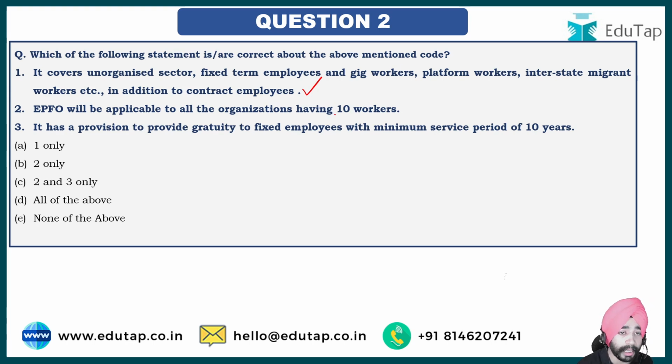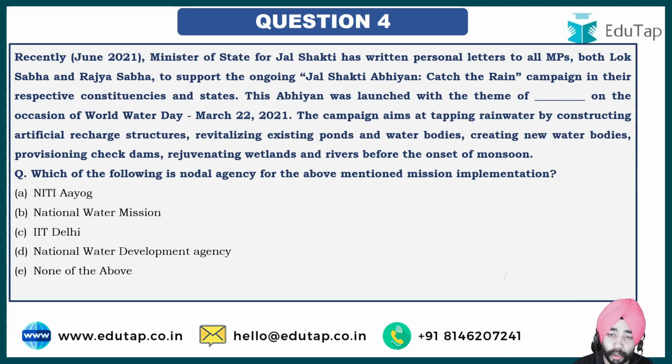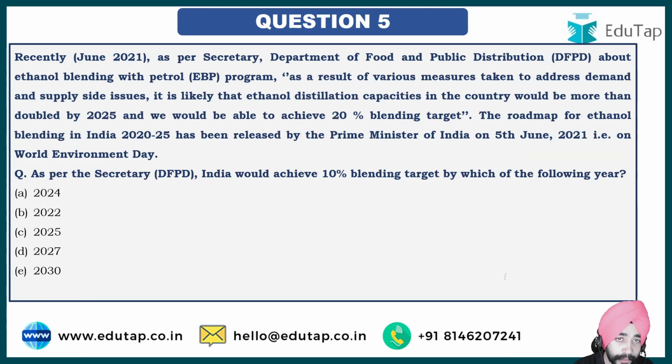EPF will be applicable to all organizations having 10 workers. No guys, it is 20 workers. Then the provision minimum period is, there is no minimum period. So only the first statement is correct. Then guys, there is a paragraph based question on Jal Shakti Abhiyan also. So the theme we know about the Abhiyan is catch the rain, catch the rain where it falls, when it falls. Then nodal agency we know about National Water Mission.